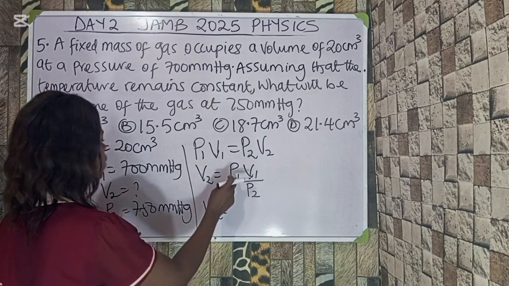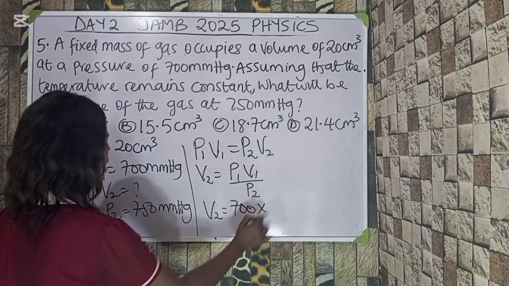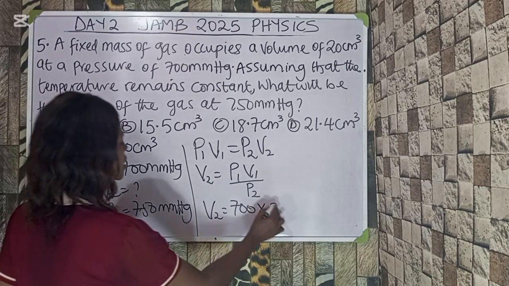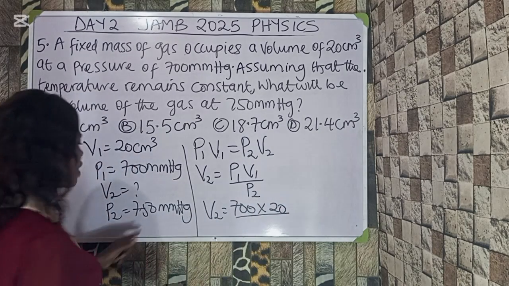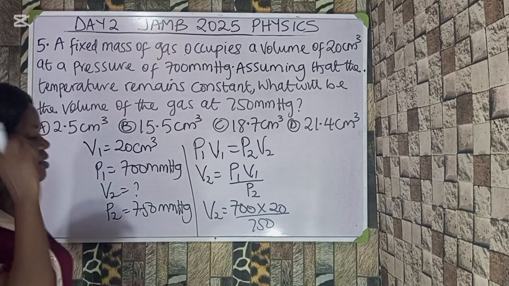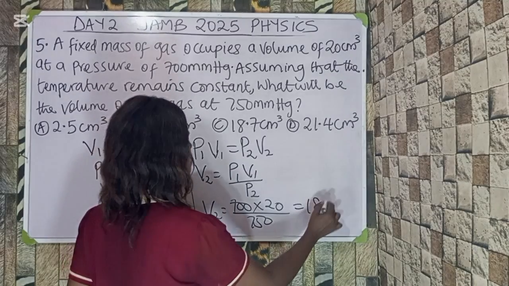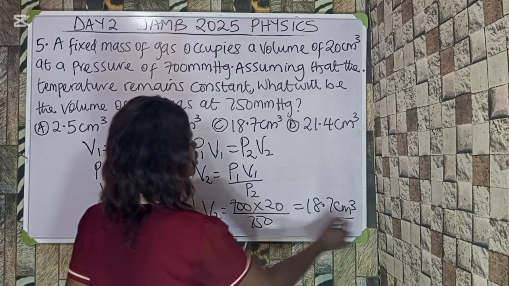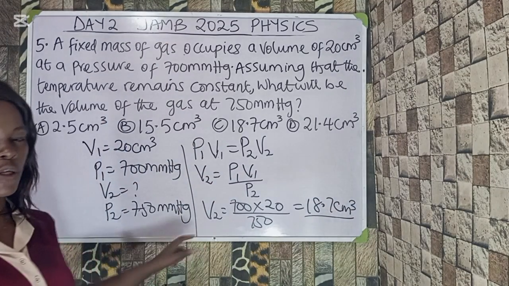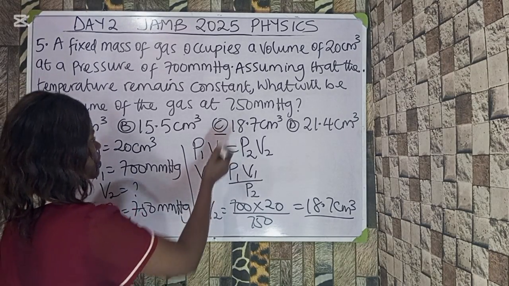So V2 is equal to, what's my P1? 700. I will say 700 times my V1, which is 20, divided by my P2, which is 750, right? So let's see what we have. That is going to give you 18.7 centimeter cube as my V2. I hope that is clear. Now from what we've got so far, the correct option to this question is option C.